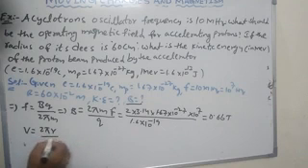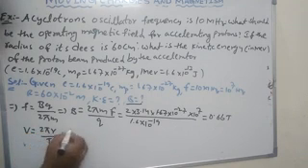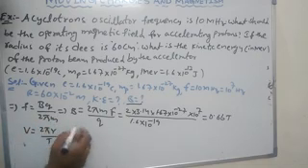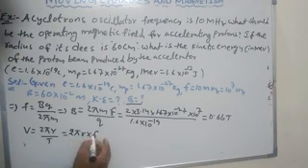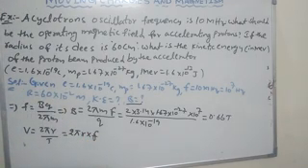2 pi r by t. Speed is distance by time, right? So 2 pi r by t, or else what should we write? 2 pi r into 1 by t, nothing but frequency. 2 pi r into frequency. 1 by t is called frequency.